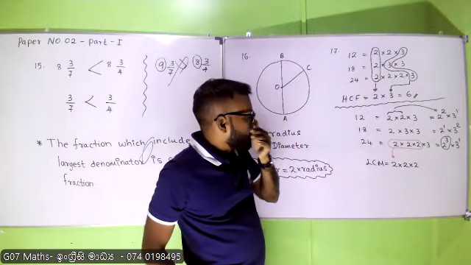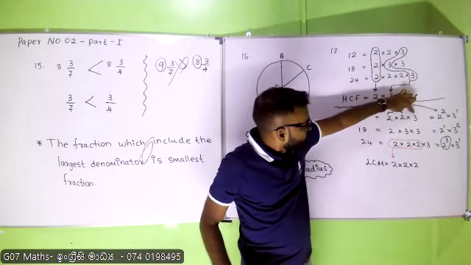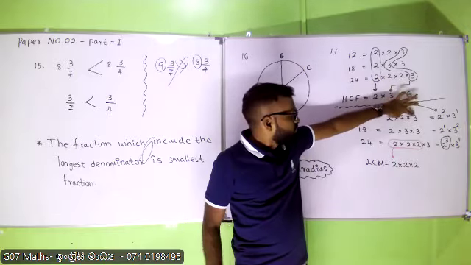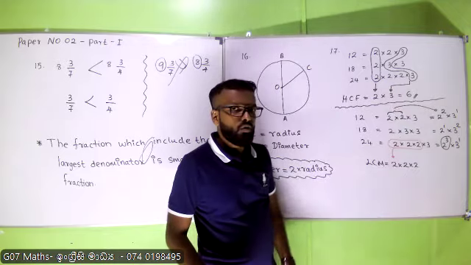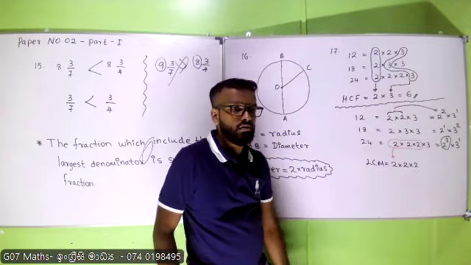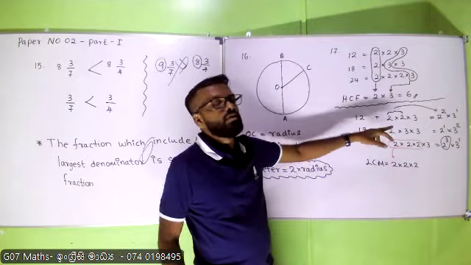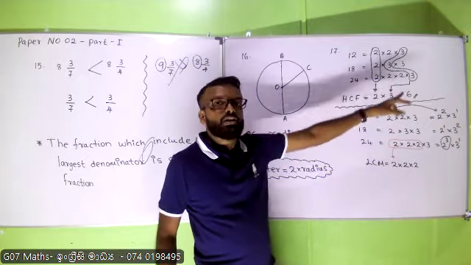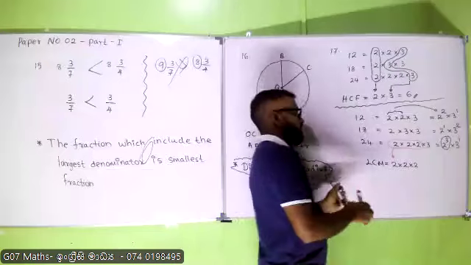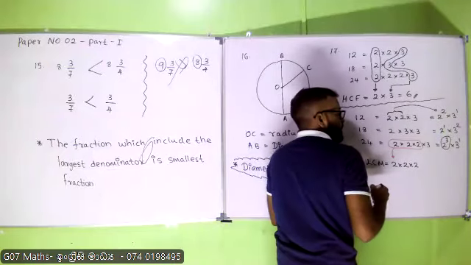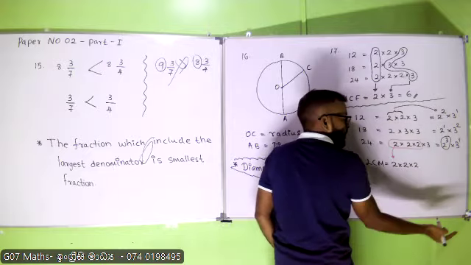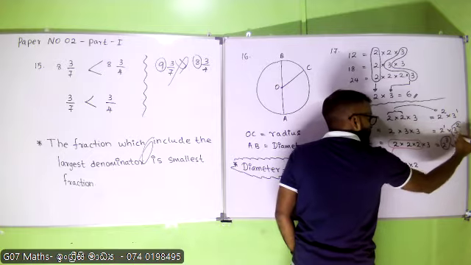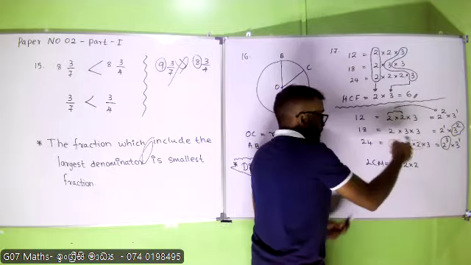Next, 3. Here we have one 3, here we have two 3s, here we have one 3. What is the highest repeated? The power 2. Yes, 3 to the power 2. From here you have to choose. Here we have 3 to the power 1, 3 to the power 2, and here 3 to the power 1. You need to choose this one.